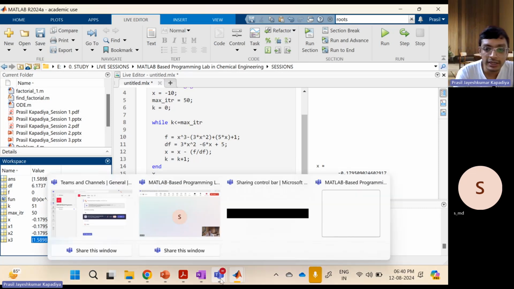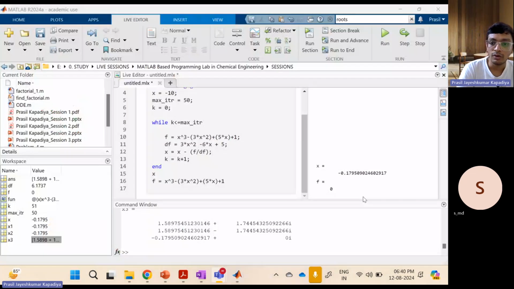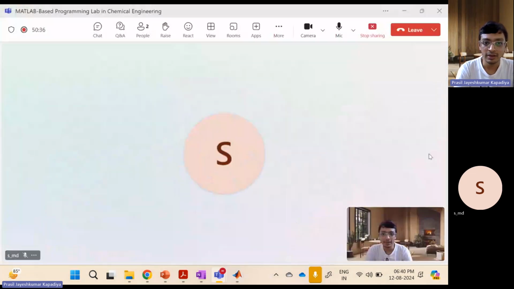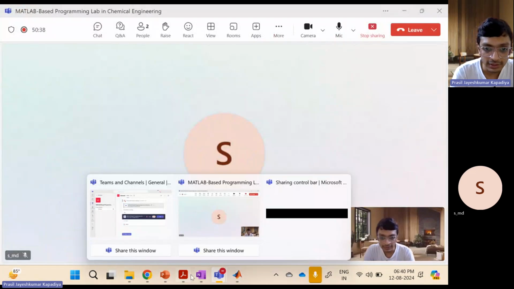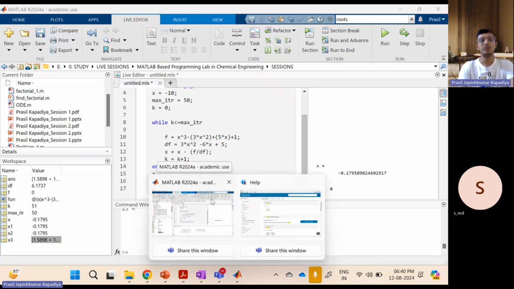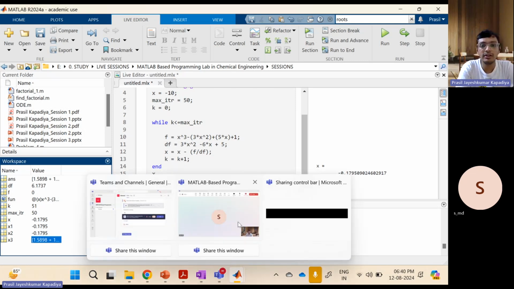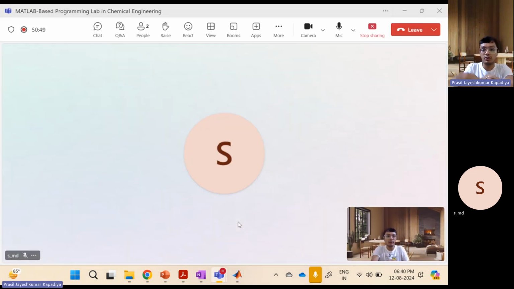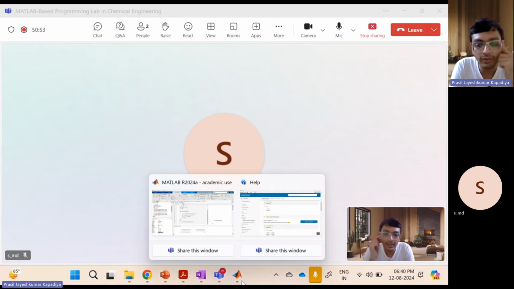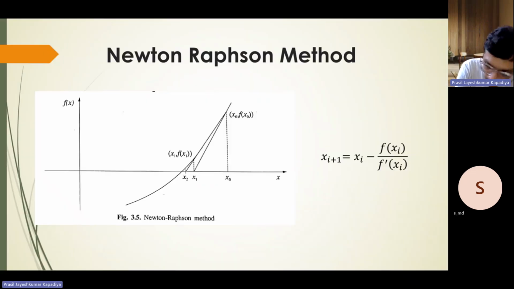So from all the three ways, we got the same answer using all three methods or all three functions. So this is how we can solve nonlinear equations. Okay, so let's take one example from your chemical engineering thermodynamics book.